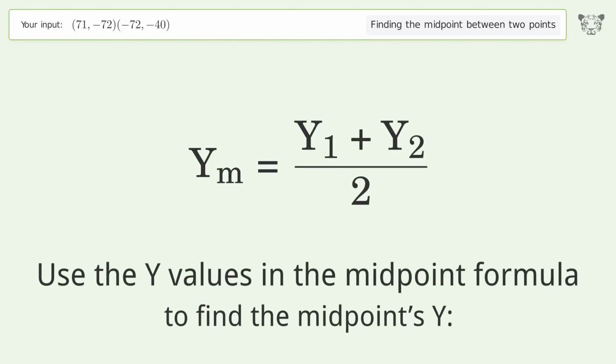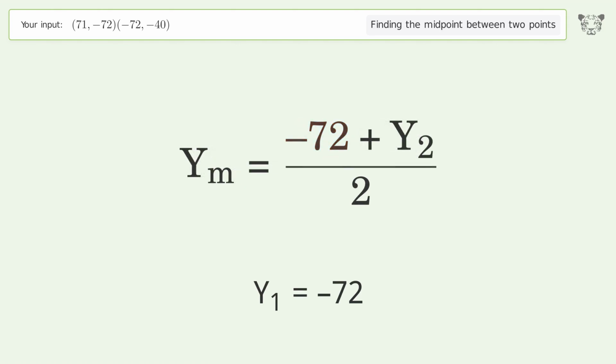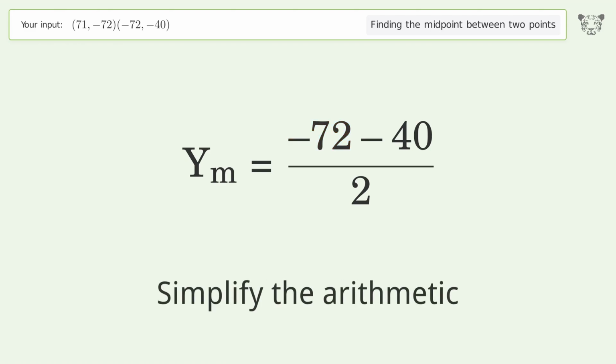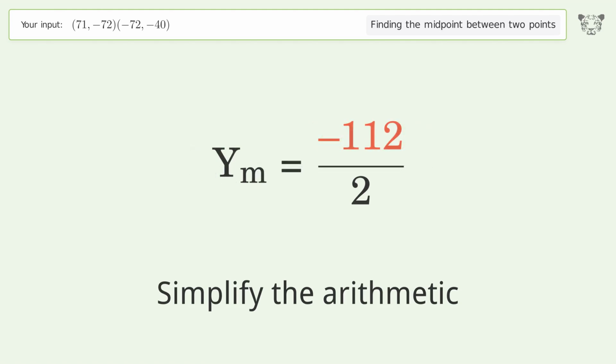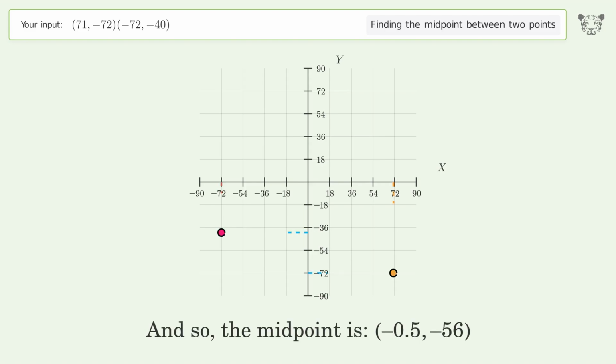Use the y values in the midpoint formula to find the midpoint's y. y1 equals negative 72. y2 equals negative 40. Simplify the arithmetic. And so, the midpoint is negative 0.5, negative 56.